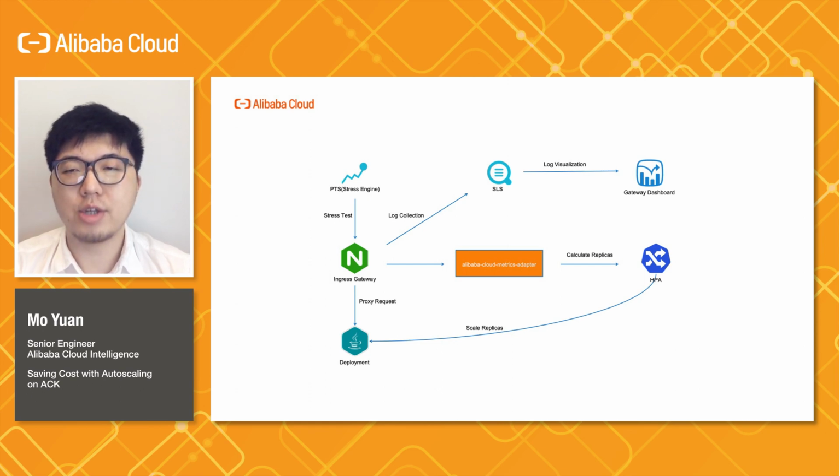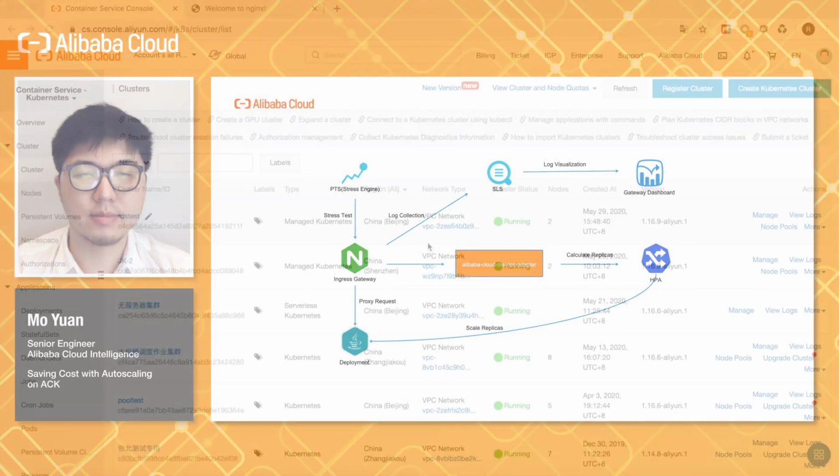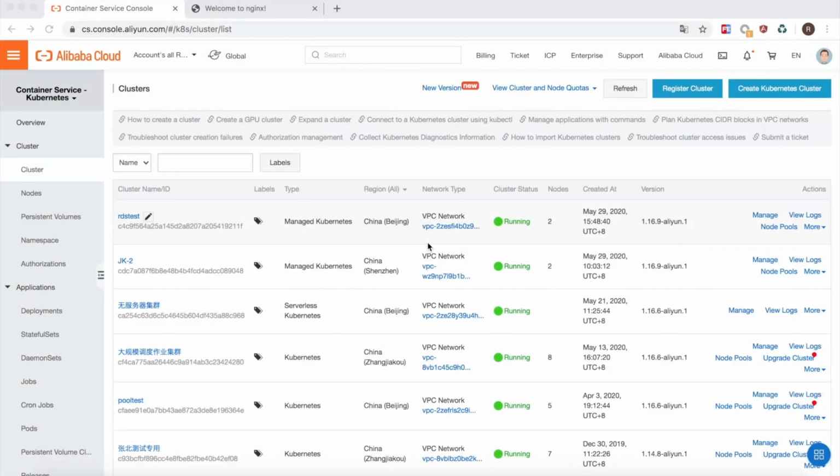In the previous section, I introduced that the log service can collect the log of Ingress Gateway. It can also do some analysis on the log, visualize the net flow, and convert them as metrics with the help of Alibaba Cloud Metrics Adapter. Finally, HPA can calculate the replicas of the workload based on QPS. So let's study the demo.